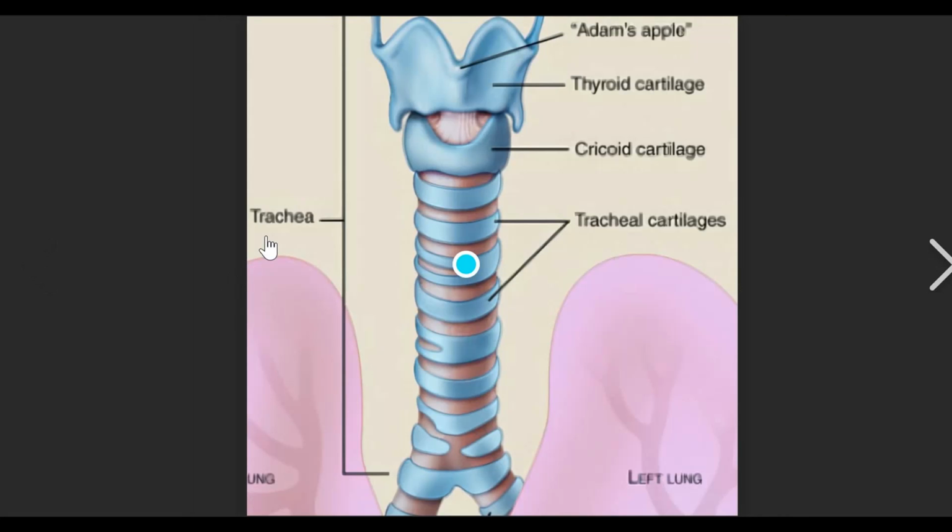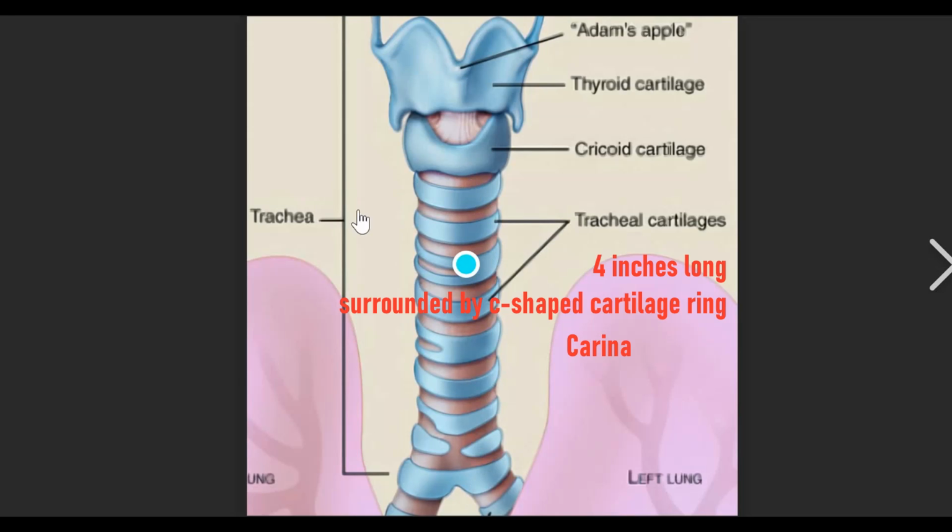Trachea is also called windpipe, 4 inches in length. It is surrounded by C-shaped cartilage ring. And this trachea divides into bronchi at the point called carina. Inside the trachea, there is ciliated cells, and the goblet cells produce mucus. It filters the air and humidifies the air. And the trachea is surrounded by smooth muscles. This smooth muscles helps to constrict and relax the airways. So through the trachea, air enters into bronchi.